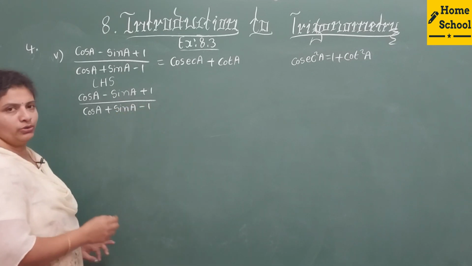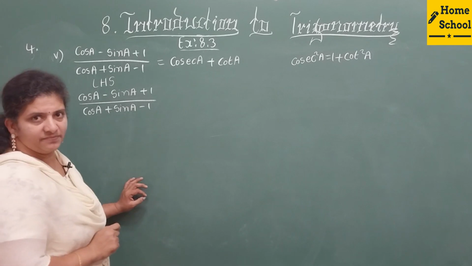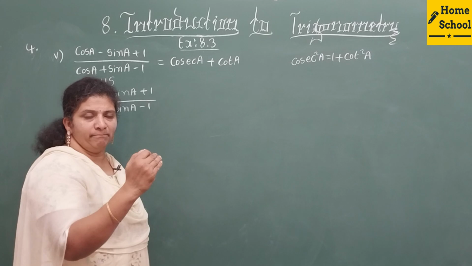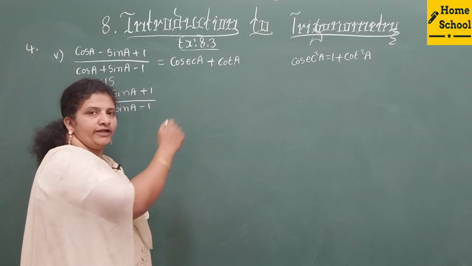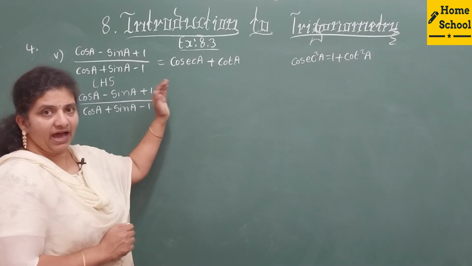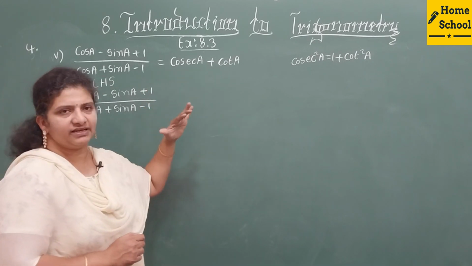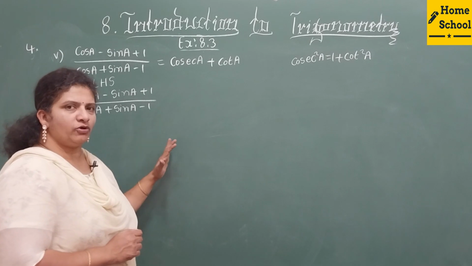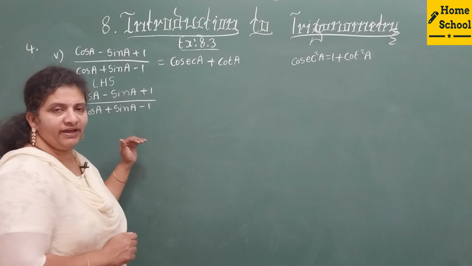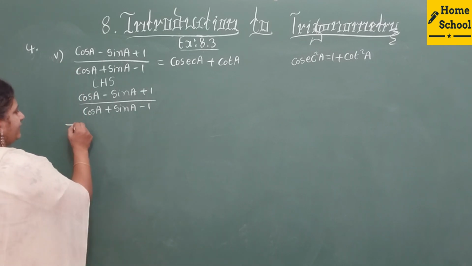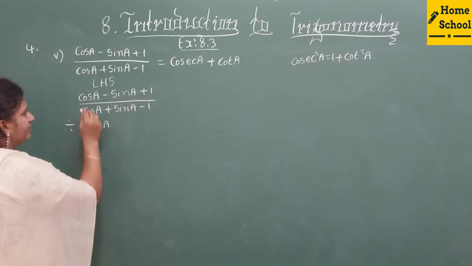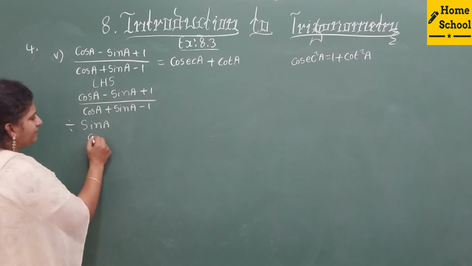Next what I need to do? Observe RHS. Cosecant A is nothing but 1 by sin A. Cot A is nothing but cos A by sin A. Observe in RHS, by sin A, something there. So what I am going to do here? Let me divide numerator and denominator by sin A. Divide sin A for numerator and denominator. Split the terms and divide.